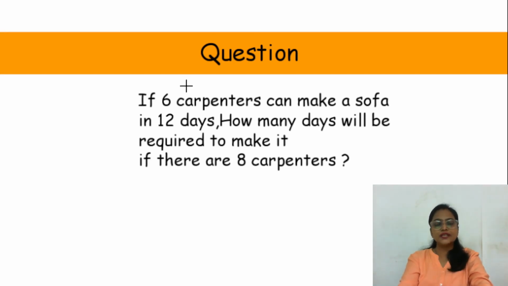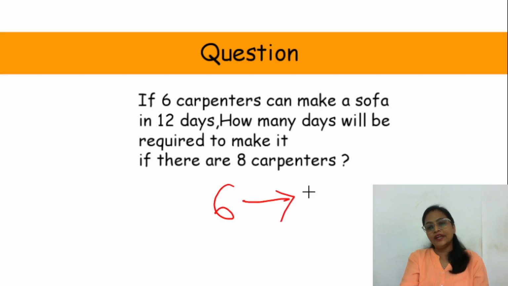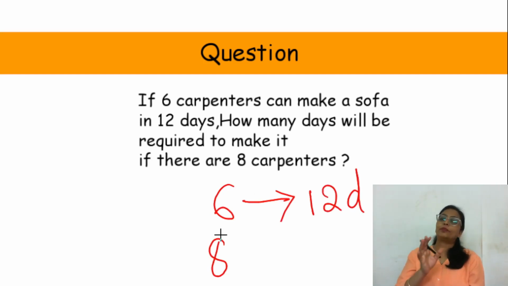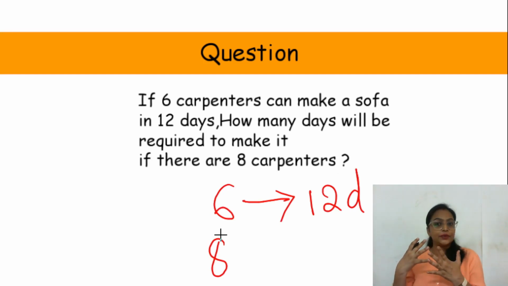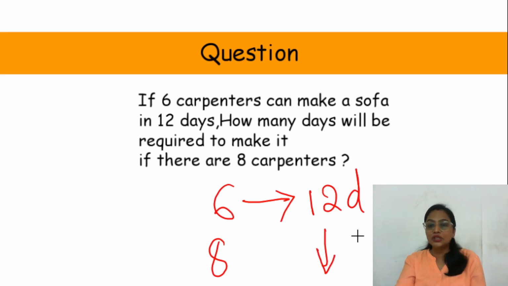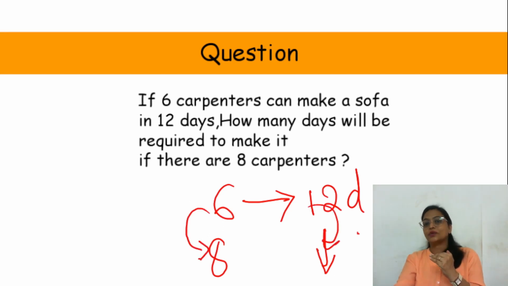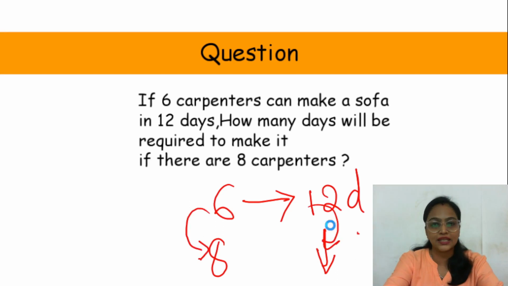The first question is, if 6 carpenters can make a sofa in 12 days, how many days will be required to make it if there are 8 carpenters? Now, see here. 6 carpenters can make a sofa in 12 days. If you increase the number of carpenters, or the number of workers, definitely the time required, or the days required, will be less. So if one thing is increasing, the other is decreasing. So it is a case of inverse variation.